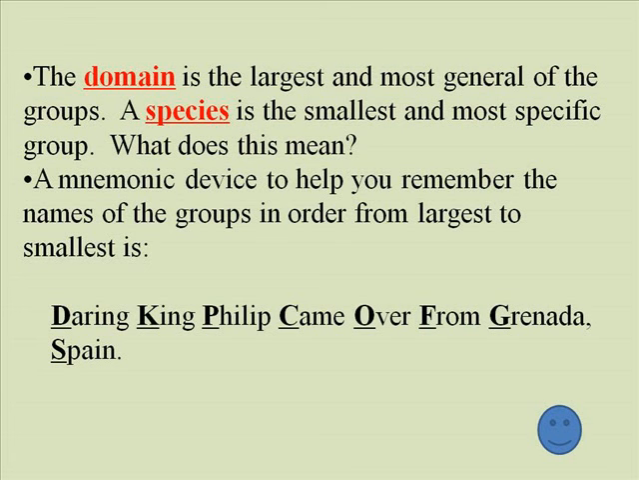Another one that I've learned since then as I've been teaching, you can also use dumb kids pick candy over fancy green salads. And each of those sentences, the first letter of each word represents a level of the classification system. So D represents domain, K kingdom, P phylum, C class, O order, F family, G genus, S species. So if you can remember the sentence, it will help you at least get the first letter in order so that you can fill in the rest of the classification level.